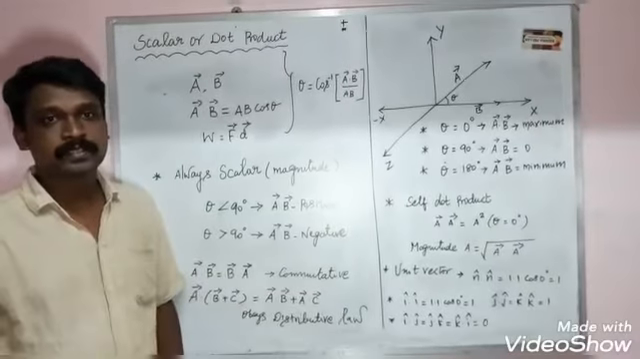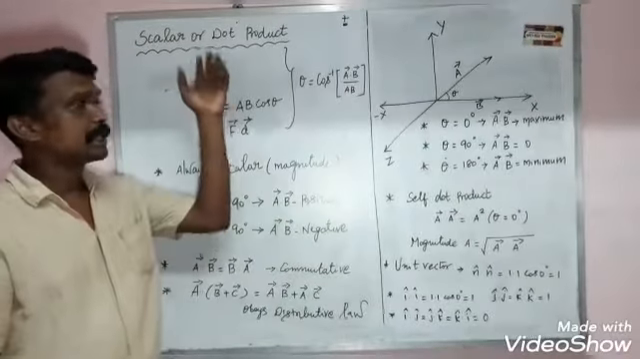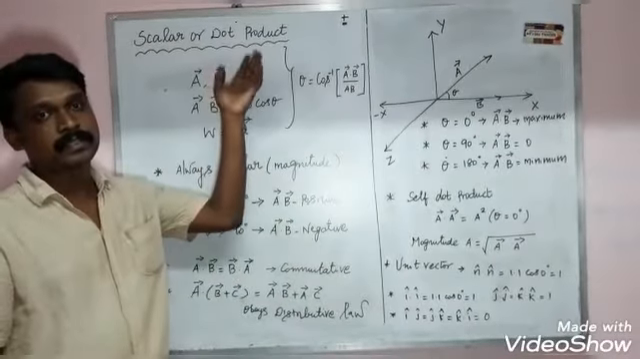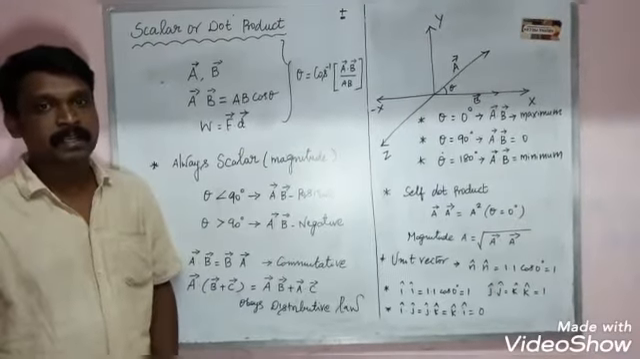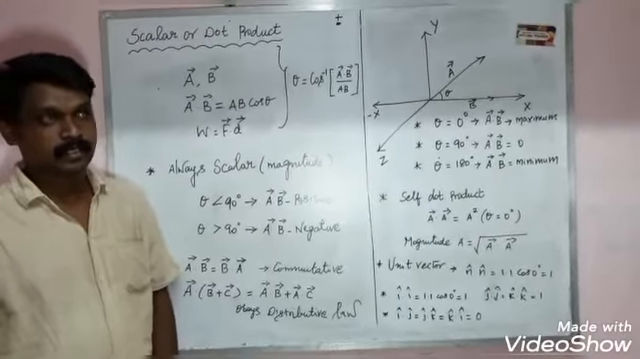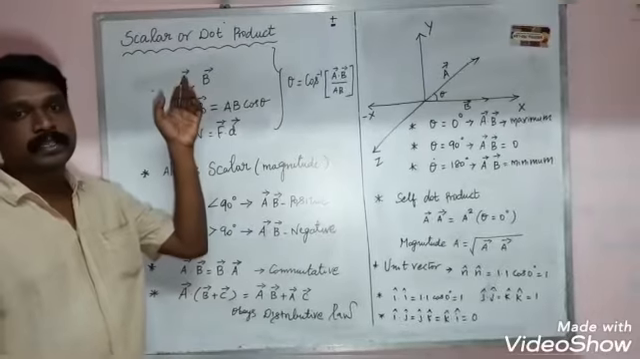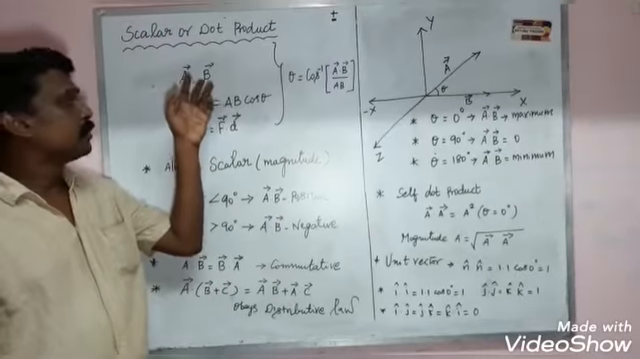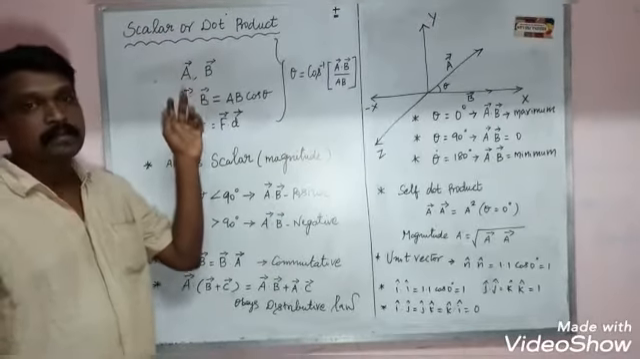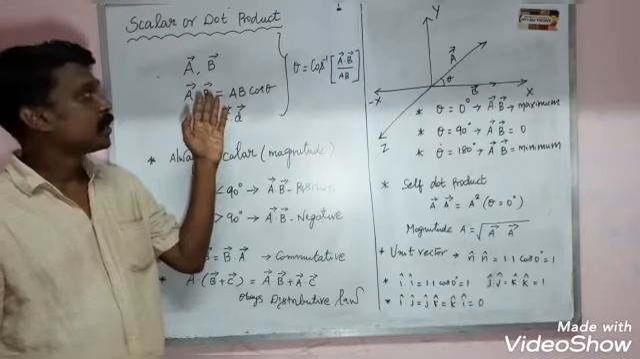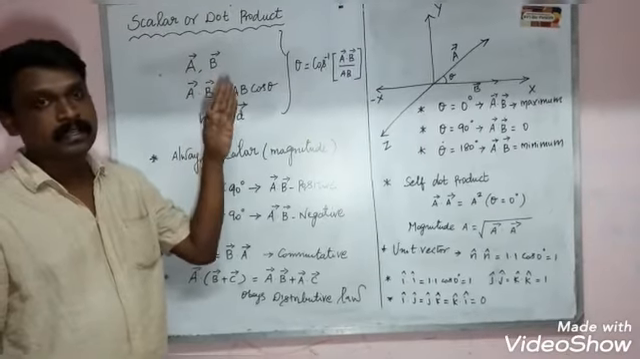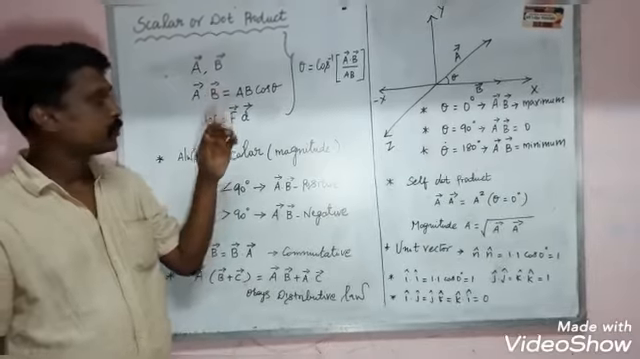Good morning students. Today we are going to see the scalar or dot product of two vectors. Usually a vector can be represented by magnitude and direction. Consider the two vectors A vector, B vector. If we are multiplying the two vectors, the result is a scalar. Then we call it the scalar or dot product.